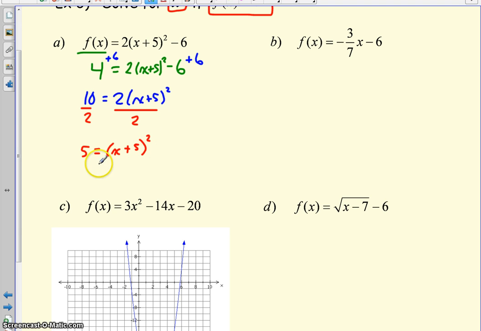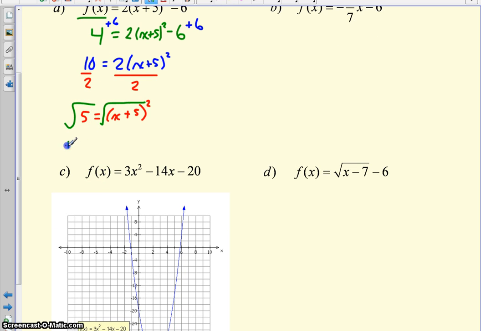Okay, now I can take the square root of both sides of the equation. So I'm left over here with plus or minus root 5, 2 possible answers here, which is equal to x plus 5. And then my last step here, I'm going to subtract 5 from both sides of the equation. So I'm left with x being equal to plus or minus root 5 minus 5.